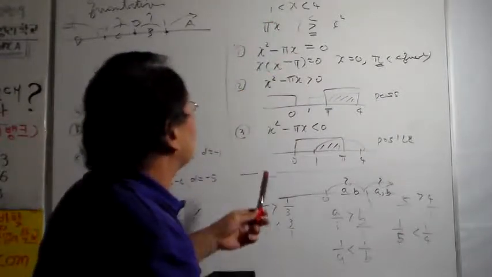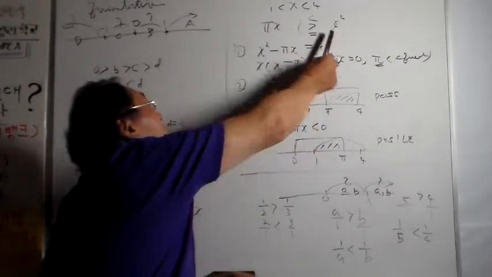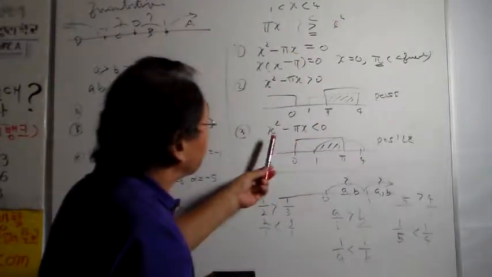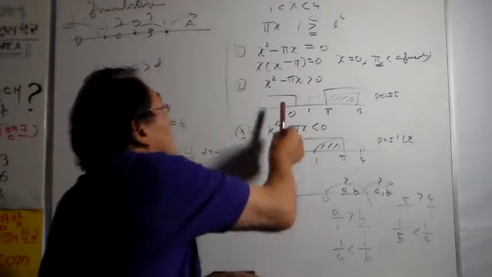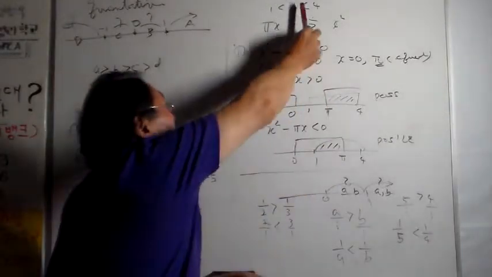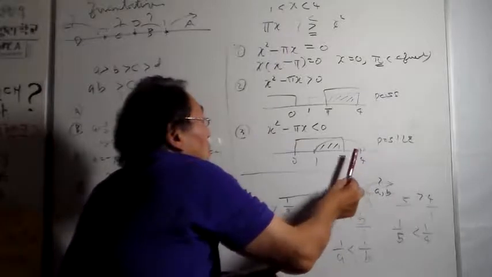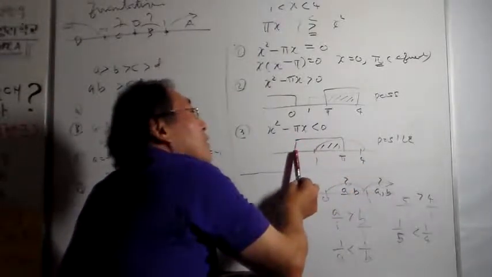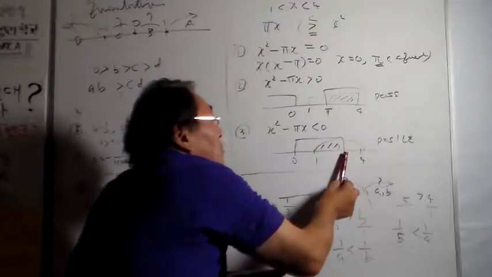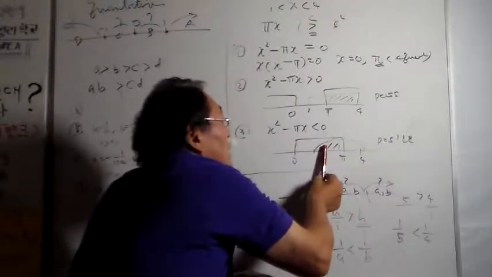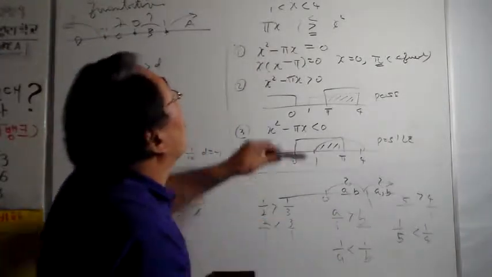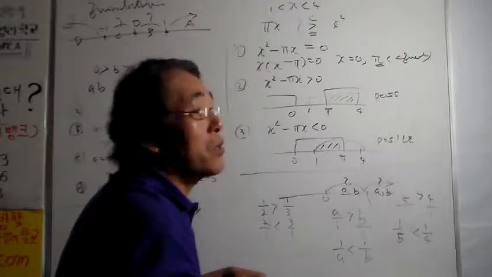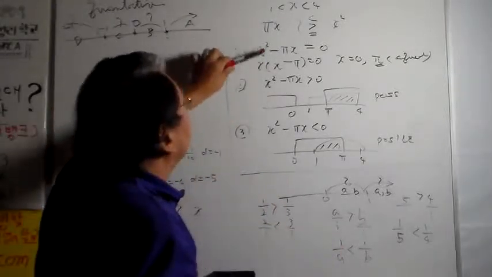How about the possibility that this one is less than this? Third case: x squared minus pi x should be negative, right? Same as before, from the initial condition x is between 1 and 4. Once you solve this, x should be greater than 0 and less than pi, correct? So the common area is this. That's possible. So all cases are possible, and you cannot say yes or no. So there is no answer. This is a good example.